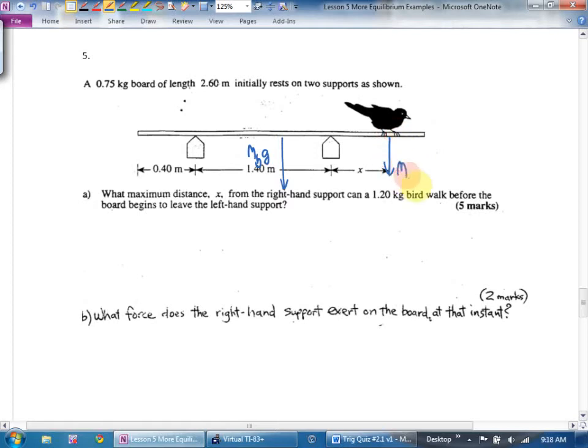Pretty heavy bird. 1.2 kilos? That's a big bird. Can this be in equilibrium right now? No, because all my forces are down. There's got to be some upwards forces. Where? Well, I think right there we would have, I'll call that FR for F right.